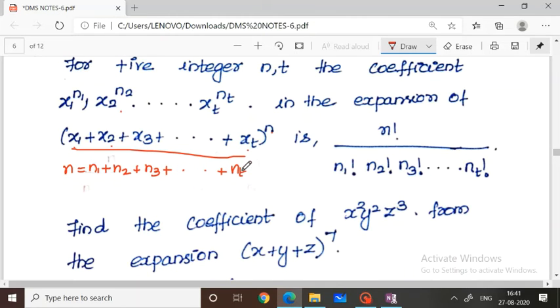n1 plus n2 plus n3 and so on up to nt. If so, the factorial expansion can be written like this: the coefficient is n C n1, n2, n3 and so on up to nt. Or you can write this as n factorial by n1 factorial into n2 factorial into n3 factorial into nt factorial.